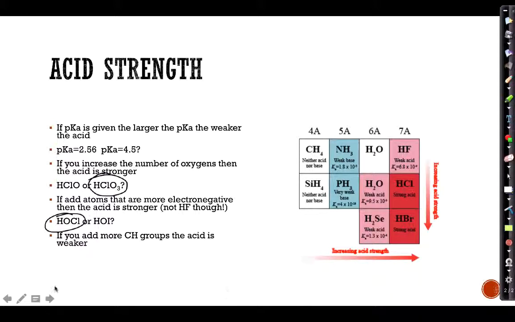Okay, so if you add more CH groups, then the acid is weaker. Let's look at an example. We've got two acids here. We've got ethanoic acid, which has two carbons, and this one has three carbons. It has all of these CH groups added to it. If you have more of those CH groups, that actually leads to a weaker acid. So this acid will be weaker than this one, and this should actually be the stronger acid.